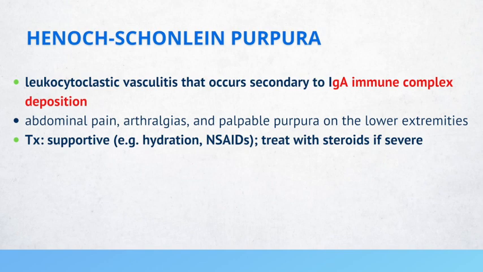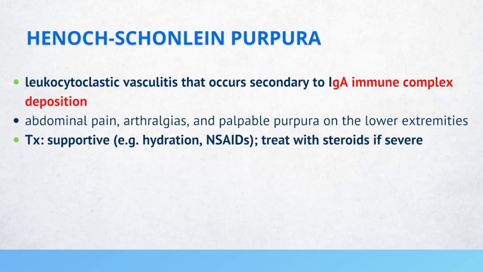And when you do a physical exam, you might find symmetric, palpable, non-tender purpura on the buttocks and lower extremities. And this is typically the first sign of disease, and it may even spread from the lower extremities to the upper extremities. Physical exam may even reveal abdominal tenderness on palpation. To treat these patients, of course, you need supportive measures such as hydration and addressing their pain. You can give them NSAIDs and also treat with steroids if their condition is severe.